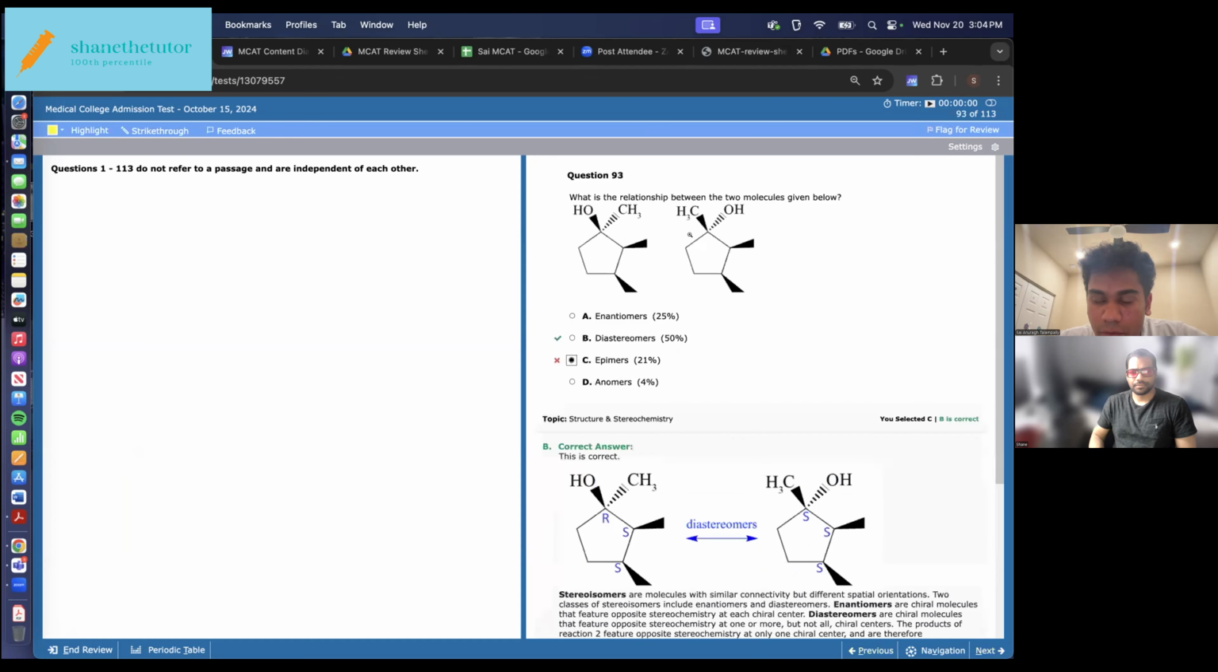Yeah, so I want to look at this. I don't really understand why it is not an epimer, though. Because it's still only varying at one chiral center. Isn't that technically considered an epimer? I don't really understand why it's not.